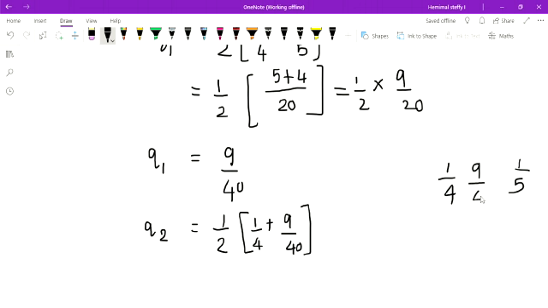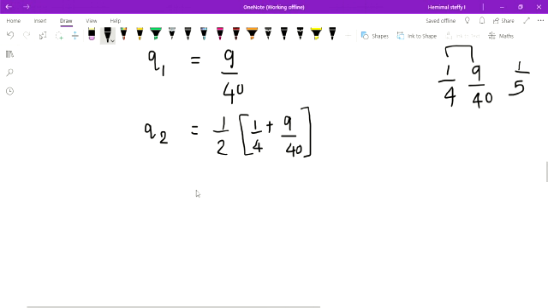So I am taking the next step. I am going to find the rational number between 1 by 4 and 9 by 40. So I am taking the 2 fractions. Then okay, then going to the sum 1 by 2.